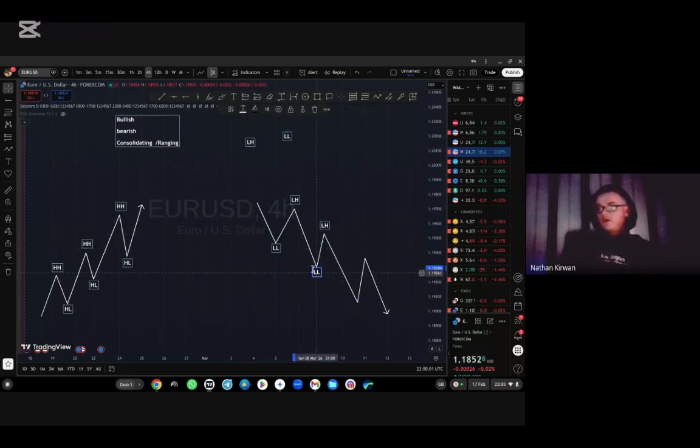This is going to be your lower low. Why? Simply put, because it's lower than this one. And then you can keep going on. Pretty self-explanatory.